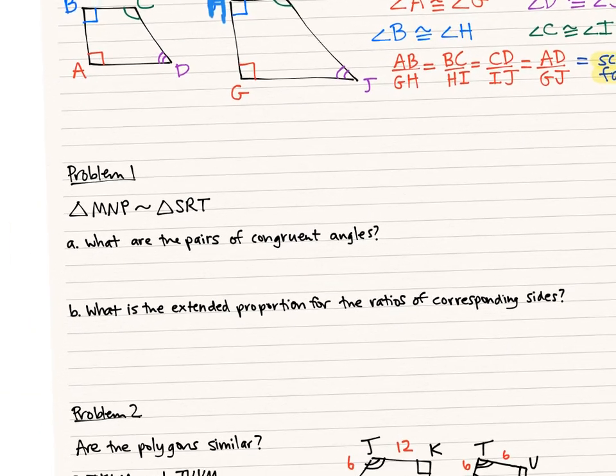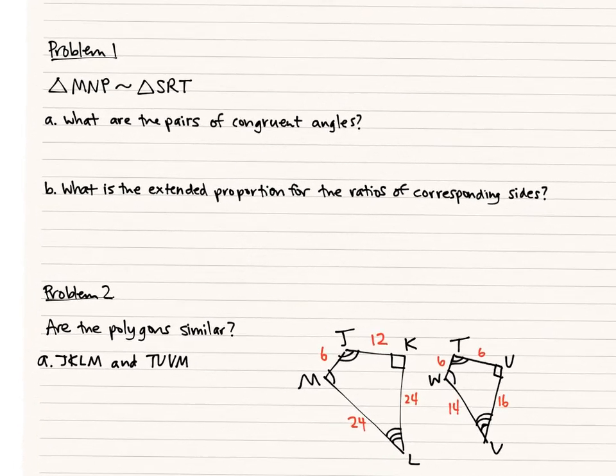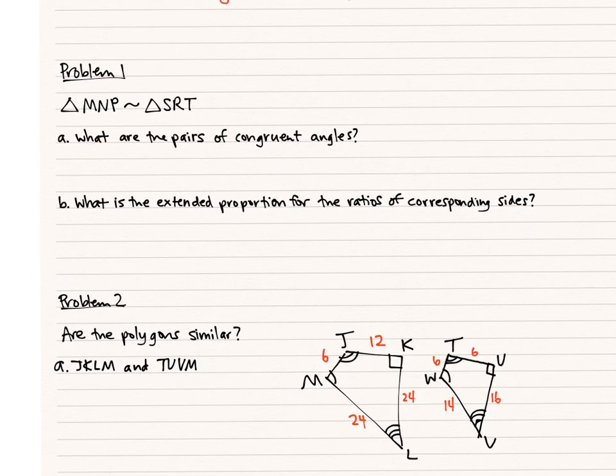It says that two triangles are similar, and this is how we denote similar, just this one little squiggly line. This means they're similar. So these two triangles are similar. What are the pairs of congruent angles? So again, this works just like congruent polygons, where M and S are going to be corresponding. So angle M is going to be congruent to angle S, and then angle N is congruent to angle R, and then angle P is congruent to angle T.